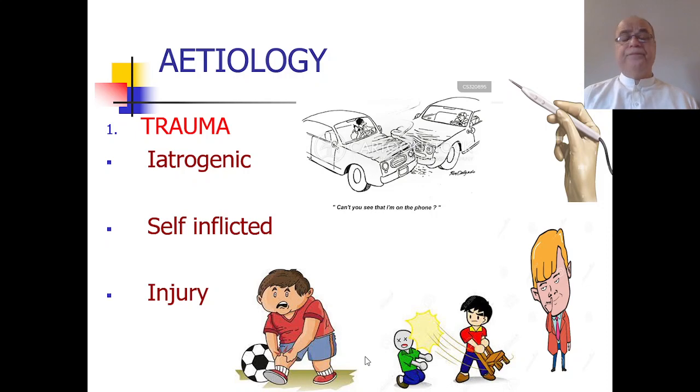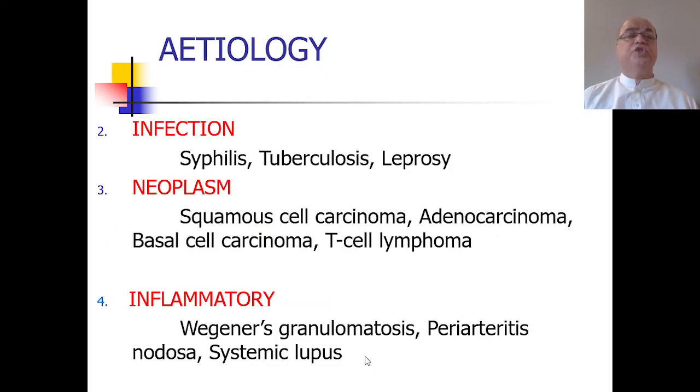In addition to trauma, there can be other causes for septal perforation like different chronic granulomatous lesions, for example, syphilis, tuberculosis, leprosy, then neoplasm, where squamous cell carcinoma is the most common. In addition to that, other carcinomas like adenocarcinoma, basal cell carcinoma, or Stewart's granuloma, that is T cell lymphoma. Then inflammatory causes, granulomatous lesions again of unknown etiology like Wegener's granulomatosis, periarteritis nodosa, systemic lupus erythematosus, abbreviated as SLE.